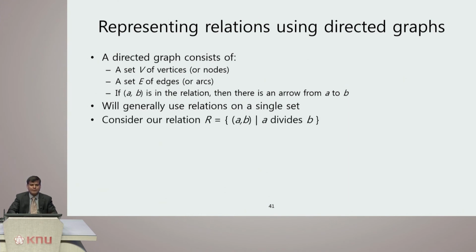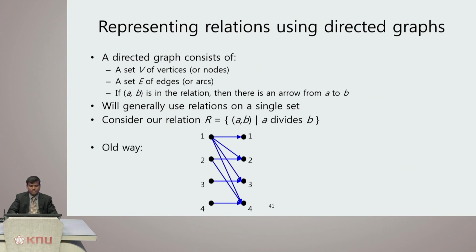Let's say the relation is (A, B), where A divides B. Here is an example. We talked about it in the past: 1 divides 1, 2, 3, 4; 2 divides 2, 4; 3 divides 3; 4 divides 4. So this is how we established relations in the past. Now let's see how we can do that using the graph.